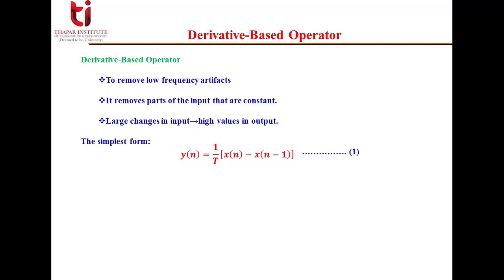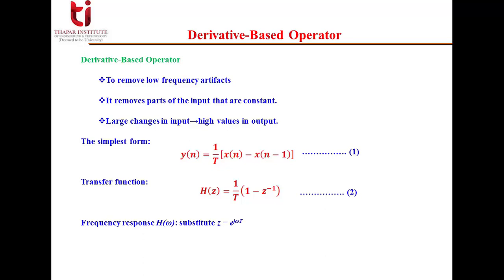In this, the derivative is obtained by taking the difference between the present input, that is x of n, and the past input value, that is x of n minus 1. If I want to calculate the transfer function of this, we have to use the Z transform. So it will be H(z) equal to 1 by T times (1 minus z inverse). Now to obtain the frequency domain representation, again we keep z as e raised to the power j omega T, and then we obtain H(omega) as this equation.